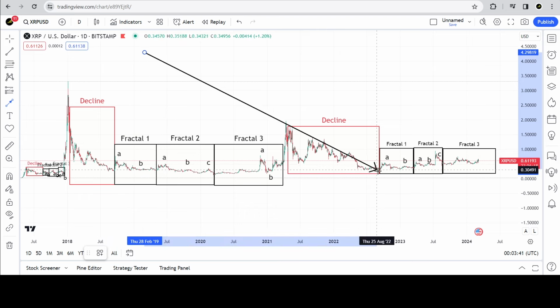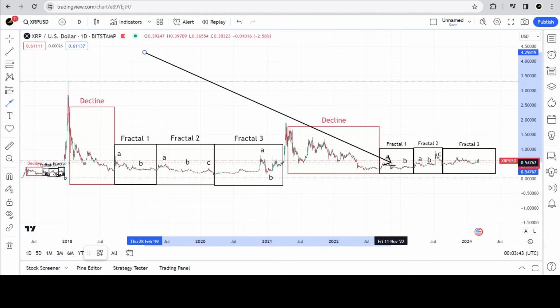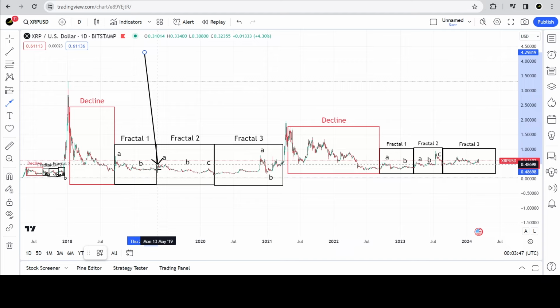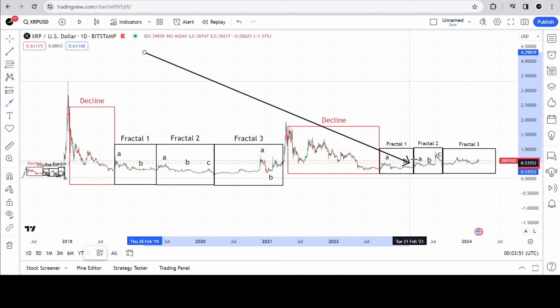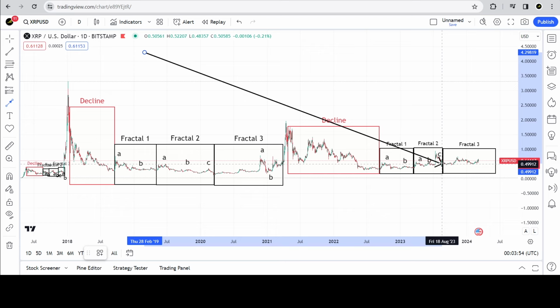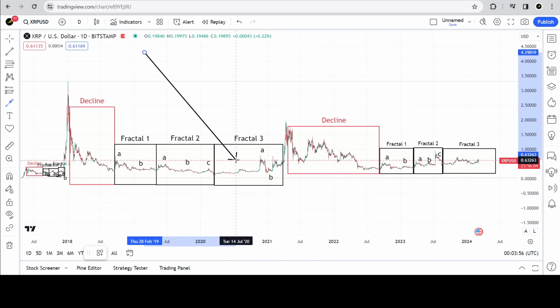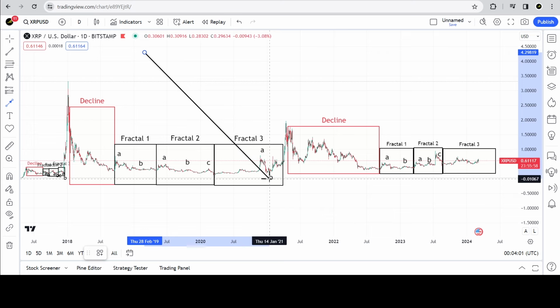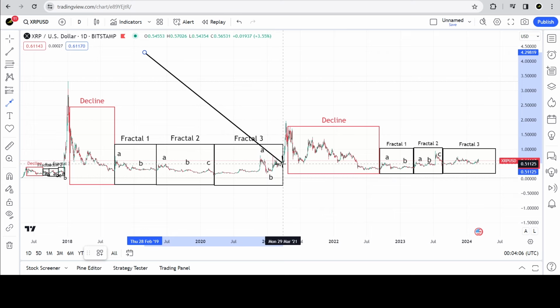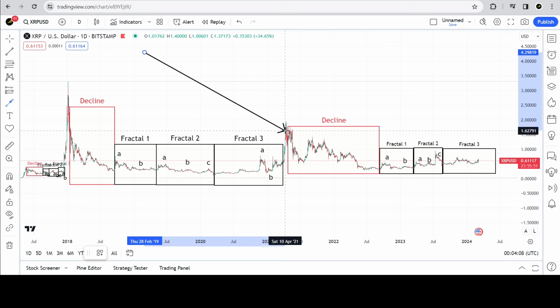Over here, we see the same thing. Price in fractal 1 moved up and down in part A, and then in part B, it goes flat. Fractal 2 has three waves: wave A, wave B, and wave C. We see that over here: wave A, wave B, and wave C. In fractal 3, price moves up to a peak, which is part A, and then it crashes, which is part B, and then it recovers and does this smaller correction right here before moving into the bull run.